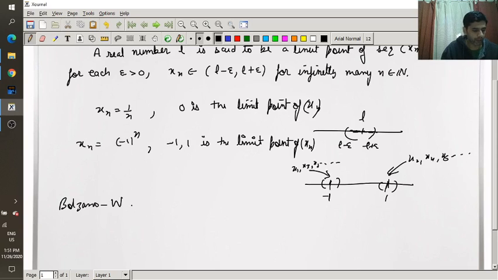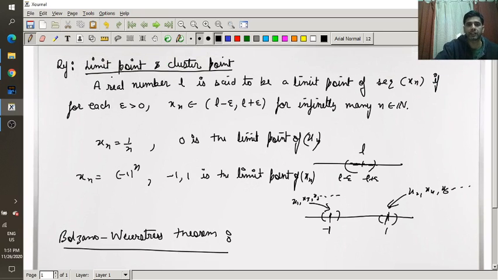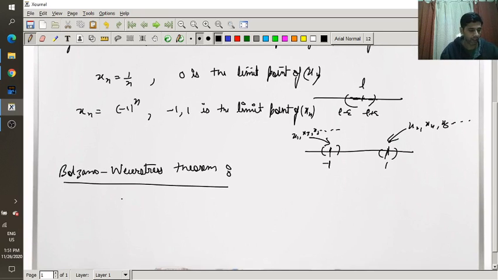We have only the statement, and the proof of this theorem is beyond our syllabus, so we will not discuss the proof, but I will discuss this statement only. Just to discuss this statement I have explained this definition again. So the statement is very important.